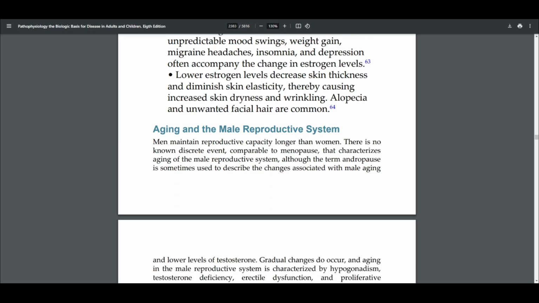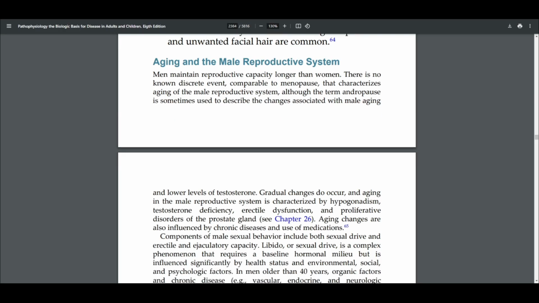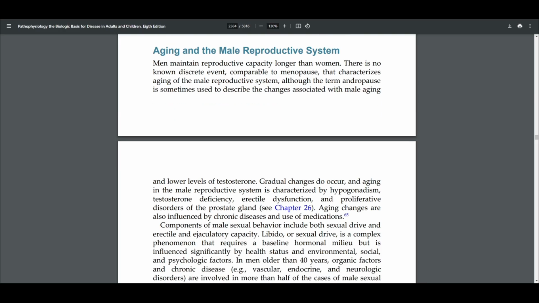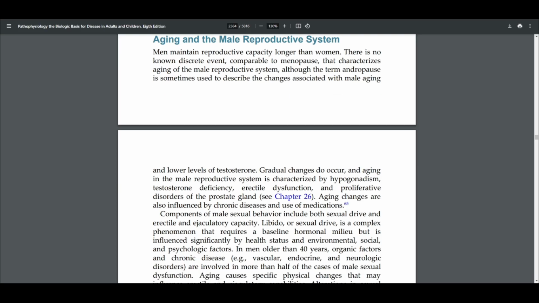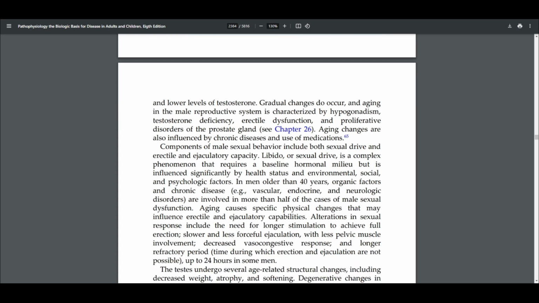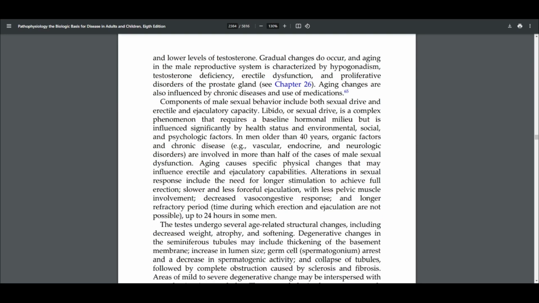That leads us to aging and the male reproductive system. Men maintain reproductive capacity longer than women. There is no known discrete event comparable to menopause that characterizes the aging of the male reproductive system, although the term andropause is sometimes used to describe the changes associated with male aging and lower levels of testosterone. Gradual changes do occur, and aging in the male reproductive system is characterized by hypogonadism, testosterone deficiency, erectile dysfunction, and proliferative disorders of the prostate gland.